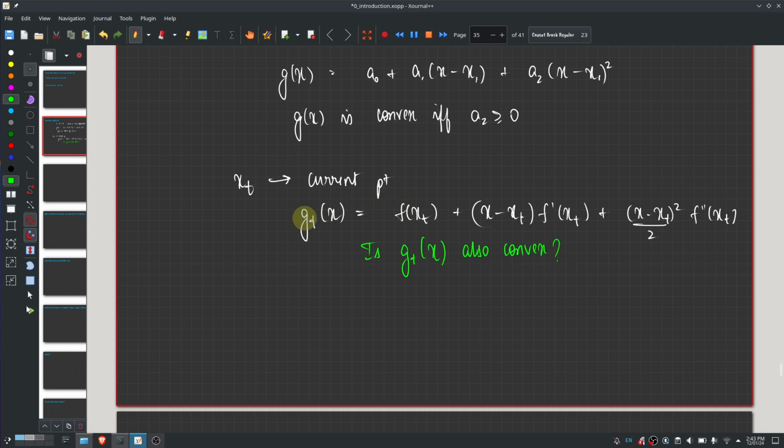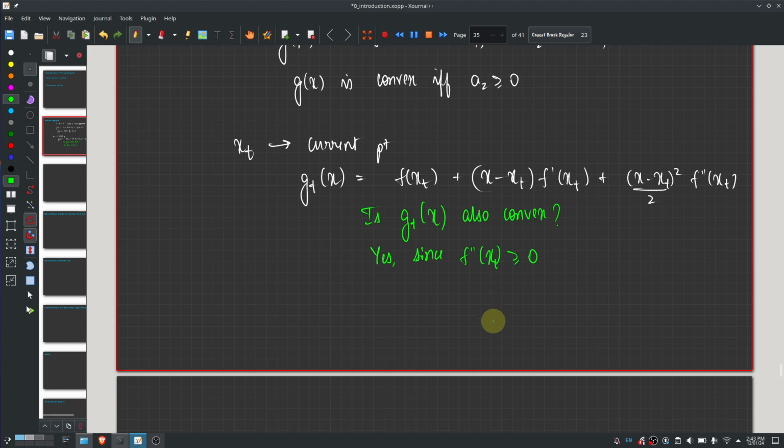Correct. So for gt of x to be convex, we just saw that the coefficient of (x minus xt) whole squared should be greater than or equal to 0, which must mean that f double dash of xt should be greater than or equal to 0. But we know that f is convex, so the second derivative must be greater than or equal to 0. So the answer is yes, since f double dash of xt is definitely going to be greater than or equal to 0.